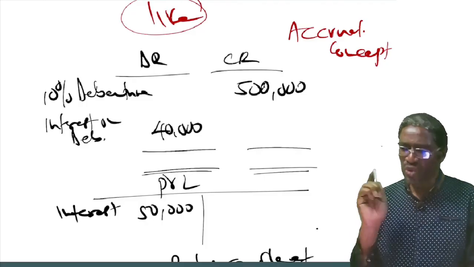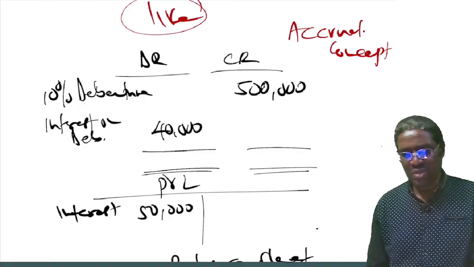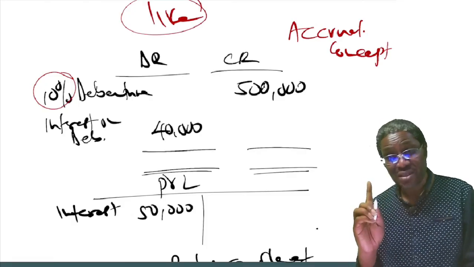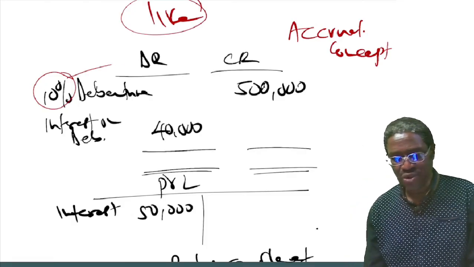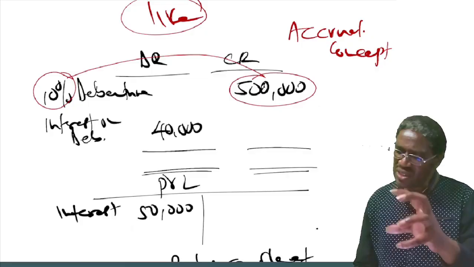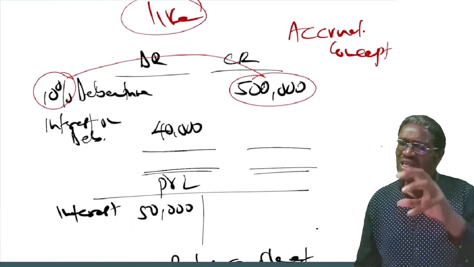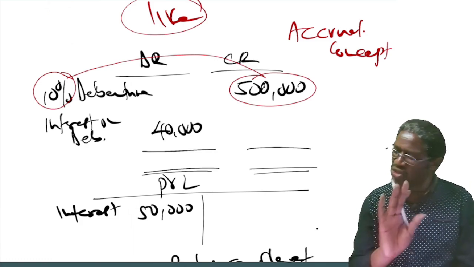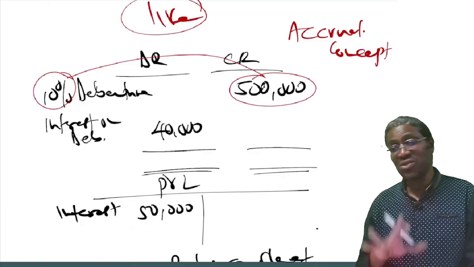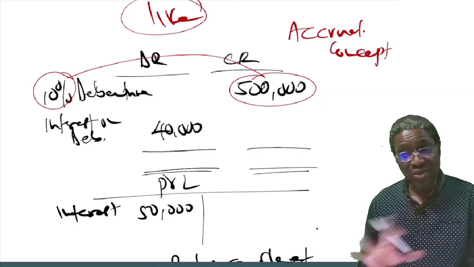Listen. If you look at this trial balance, this company has a 10% debenture. So every year they are supposed to repay the debenture with an interest of 10%. 10% of 500,000 is 50,000. That's what they're supposed to be paying every year as interest. So whether they have paid it or not, that's not the concern of the income statement.